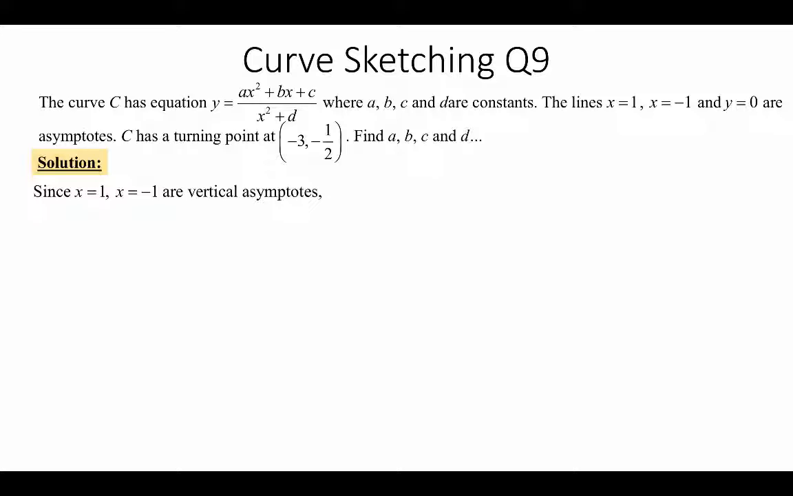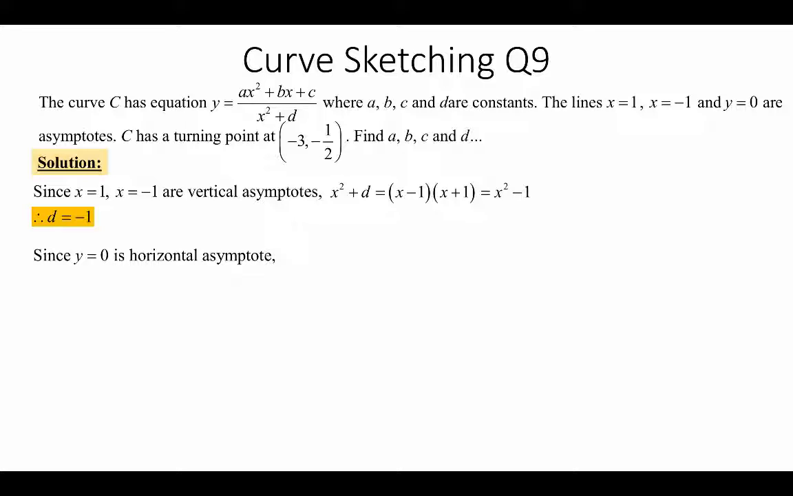First of all, focusing on the two vertical asymptotes x equals 1 and x equals -1. Since they are vertical asymptotes, it means that x squared + d must be equal to (x - 1)(x + 1), because these are the two values that make the denominator of the equation 0. Solving this, we get d equals -1.